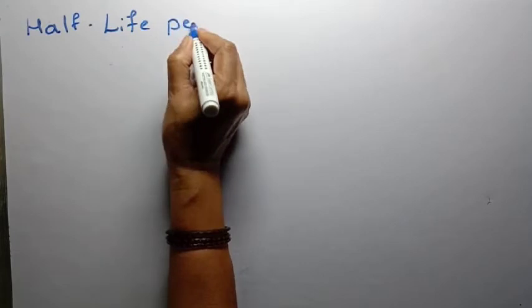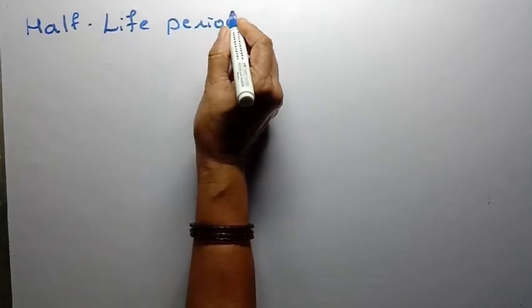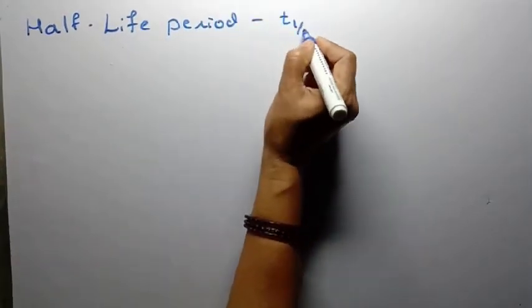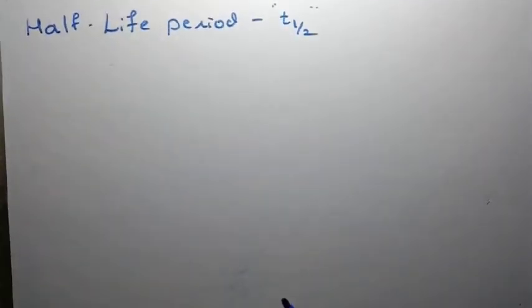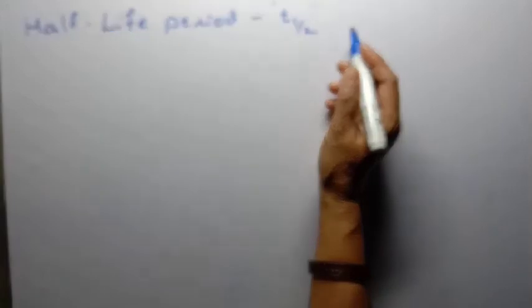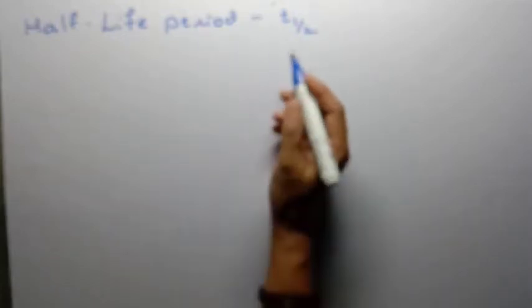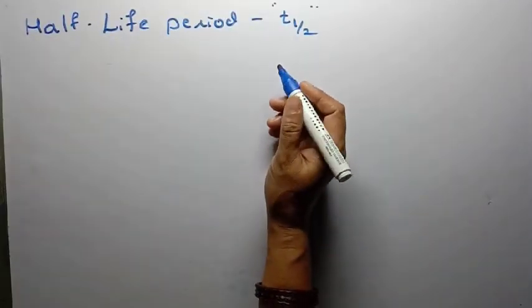Half-life period, which is denoted by T half. So it is the time required for the disintegration of one half of the original amount of the radioactive substance, which is said to be the half-life period.